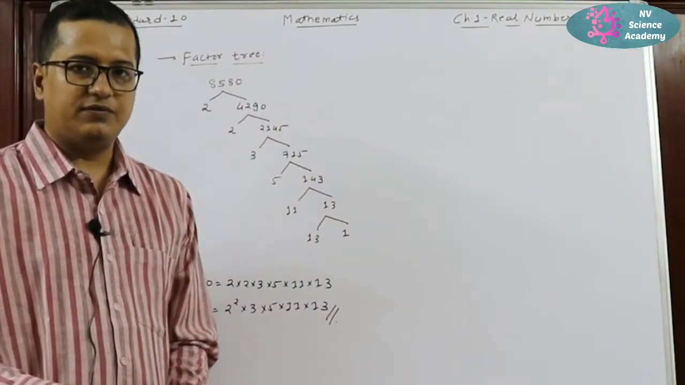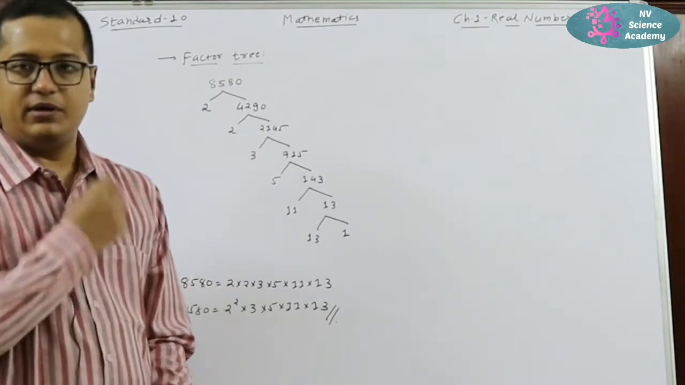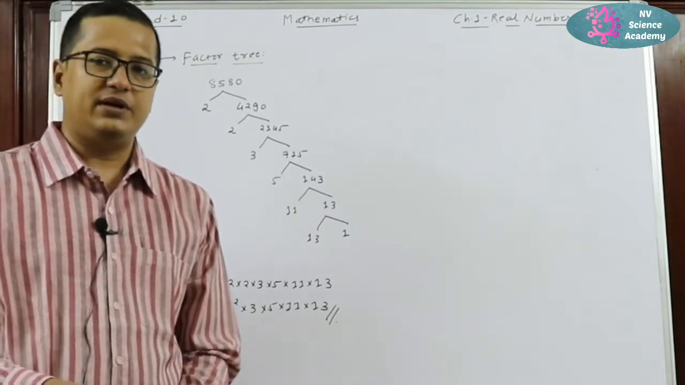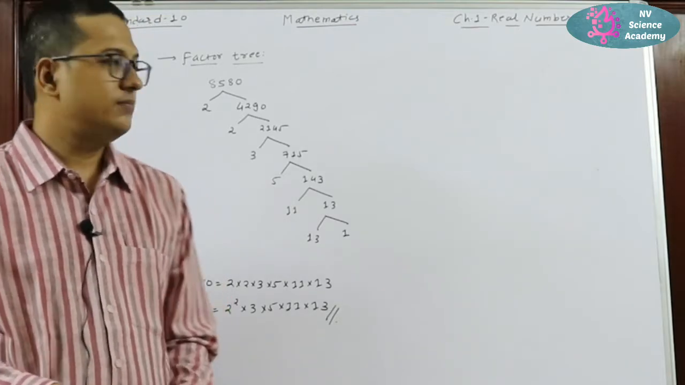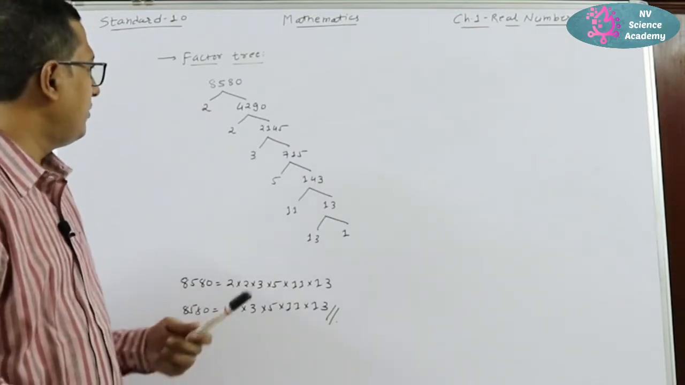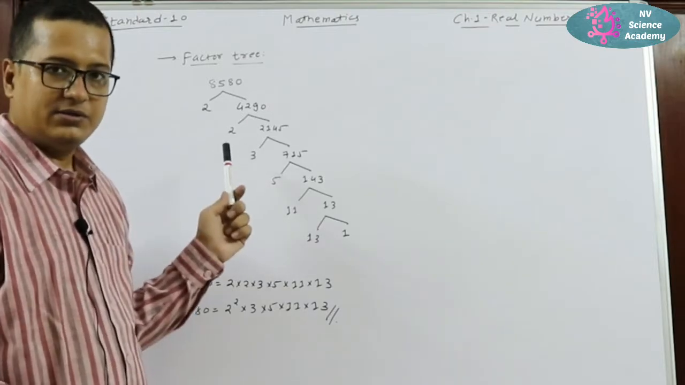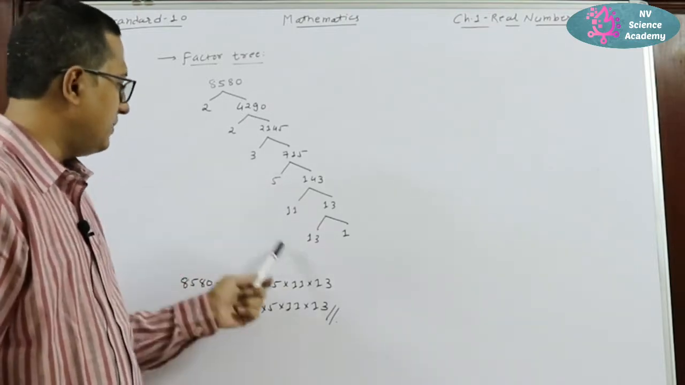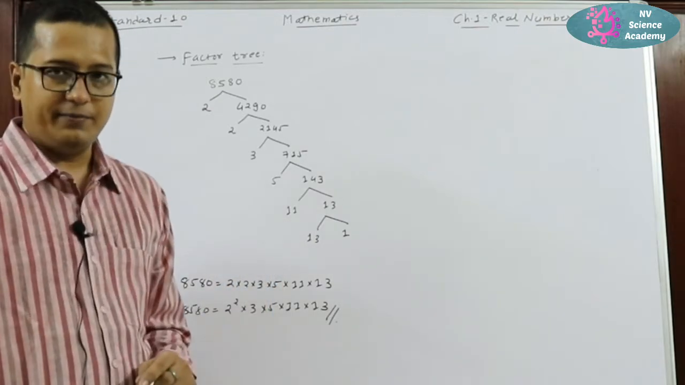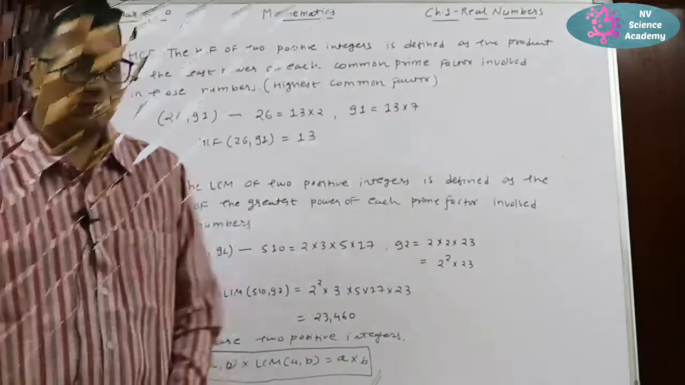Now the next topic is the factor tree. So what is a factor tree? It is nothing but a different method to write the prime factorization of a natural number. I have one number, 8580. If I write the prime factorization of this number in this manner, then this method is known as the factor tree. We are going to use this method in the next examples.